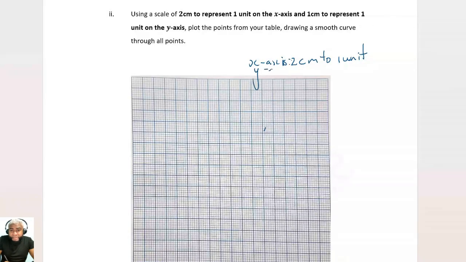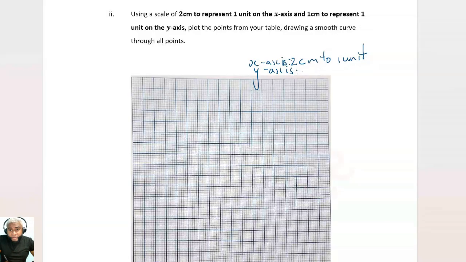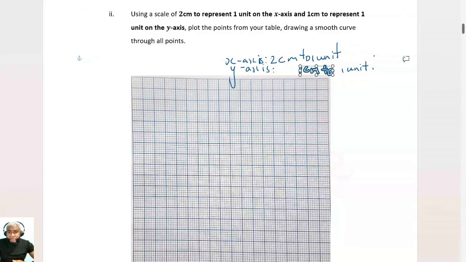Now, watch what they say for the y-axis. I'm struggling to write it, boy. What did they say for the y-axis? Anybody? You seen it in the question? 1 centimeter to 1 unit. Okay, so we have our scale above there. We could pull this around a little bit because it wasn't meant to go beyond the graph. Everybody good here?